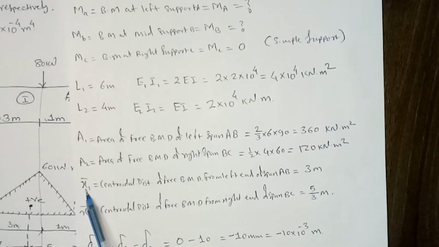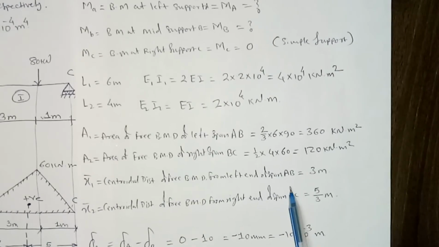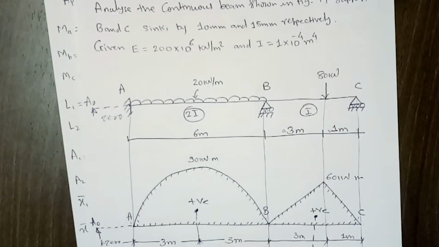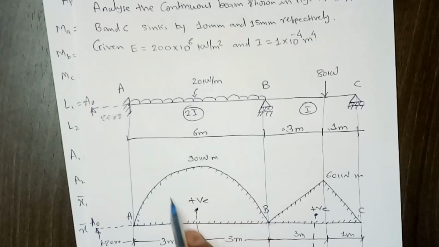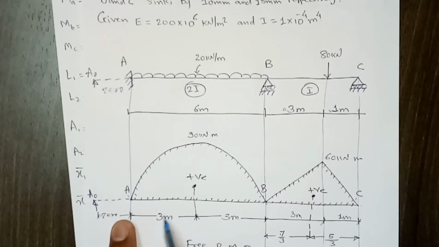And then centroidal distance. So here you need to understand one thing. Now, the centroidal distance of the free bending moment diagram for the left span AB is 3 meter. Previously, when we used Clapeyron's three moment theorem for these two spans, we calculated the centroidal distance of this parabola from this end, because that time this was a right end. But now it becomes a left span, so we have to measure this from this end, not from this end, right? So we'll be using this distance now as 3 meter. In the previous case, 3 meter was this one, right?